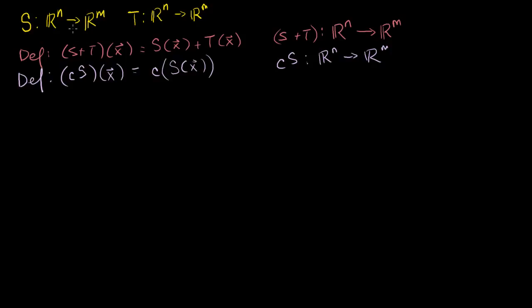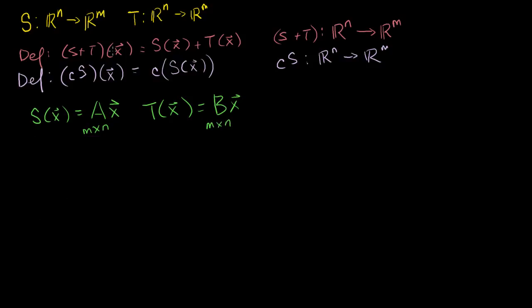We've seen in a previous video that any linear transformation can be represented as a matrix vector product. So let's say that S of a vector x is equivalent to the matrix A times that vector x. And let's say that T of x is equal to the matrix B times a vector x. And of course, since both of these are mappings from Rn to Rm, both of these matrices are going to be m by n.